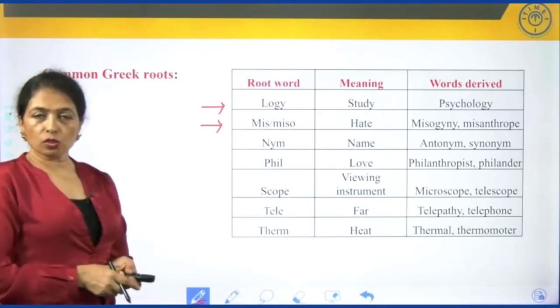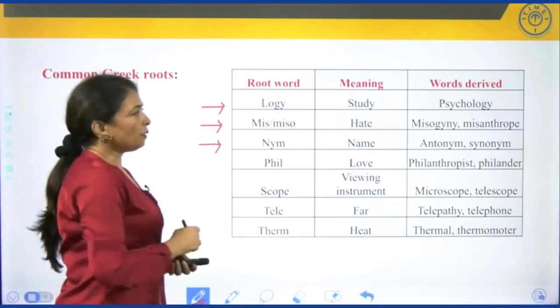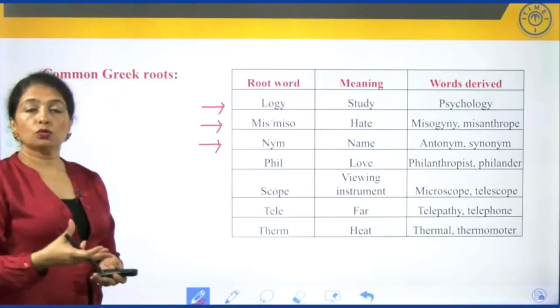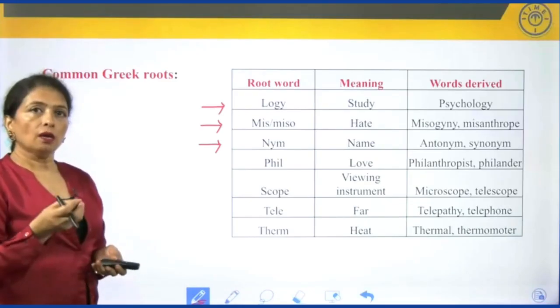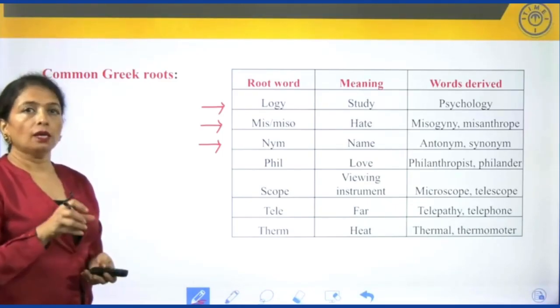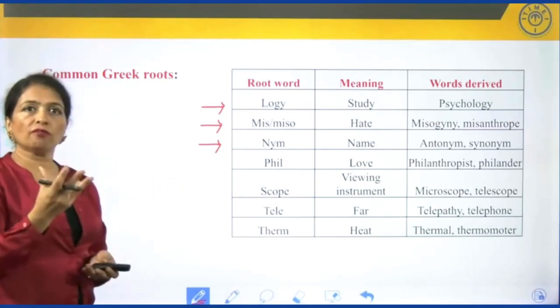Misogyny refers to a person who hates women. Then we have nim. Nim means name: antonym, synonym, homonym, pseudonym, etc. There are so many words that once you have this word in your mind and the meaning of the root word, the moment you come across words which contain these roots, it will flash a bulb. Okay?